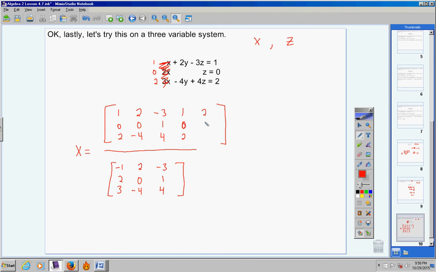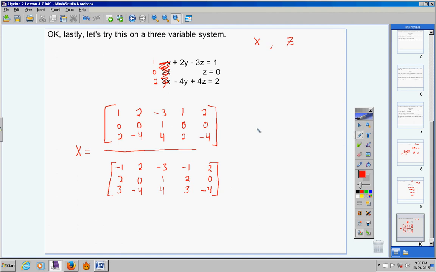Or the first 2 columns, excuse me. I said rows. Copy the first 2 columns over again. Okay? So negative 1, 2, 3, 2, 0, negative 4. And here we go. Let's see what happens.